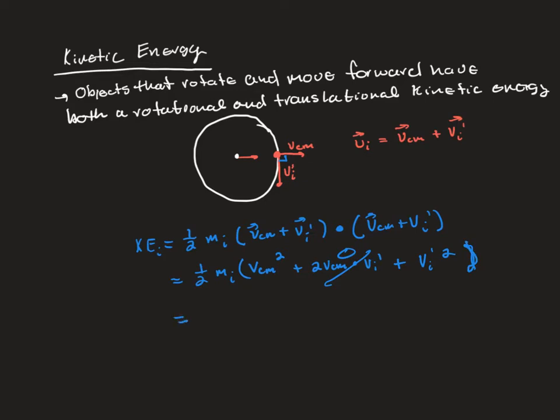Alright, and now we're going to sum over all particles, which in essence just turns us into the mass of the object, and V prime squared. And we can do that now because we no longer have vectors in our equation, because we took the dot product, the result of which is a scalar. And this here is our normal translational term.